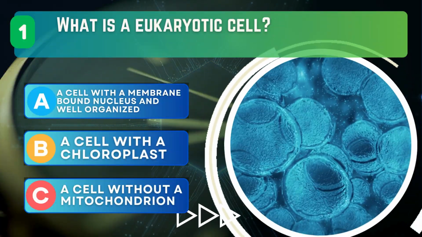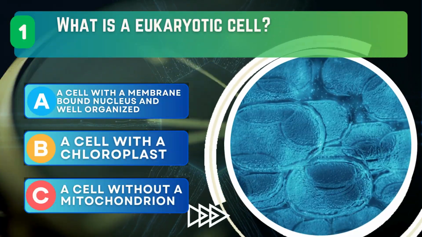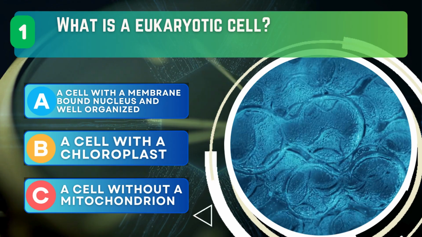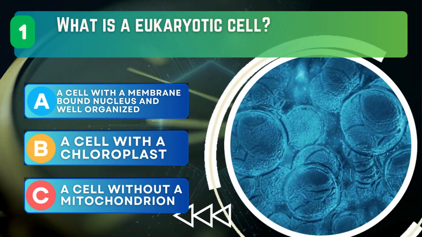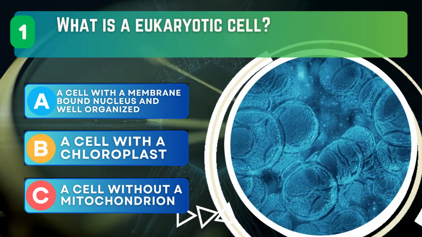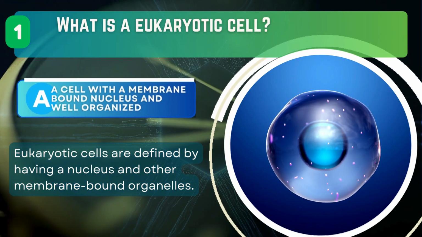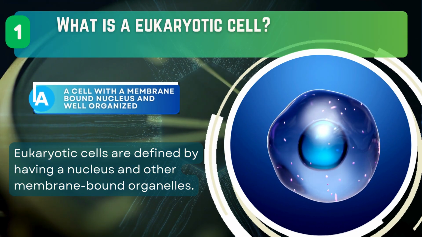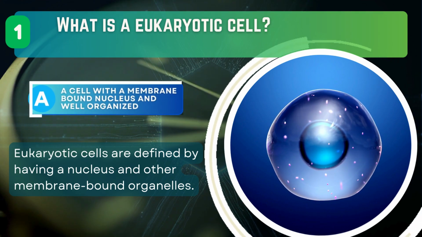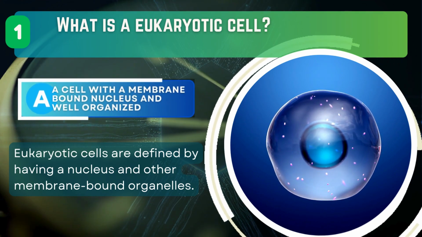What is a eukaryotic cell? A cell with a membrane-bound nucleus and well-organized organelles. Eukaryotic cells are defined by having a nucleus and other membrane-bound organelles.